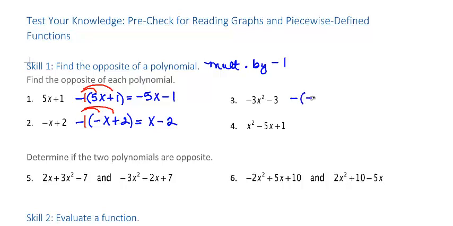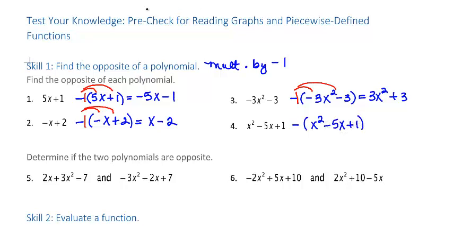The opposite of negative 3x squared minus 3. We distribute by -1 to get a positive 3x squared plus 3. The opposite of x squared minus 5x plus 1. We distribute by the -1 to get negative x squared plus 5x minus 1.